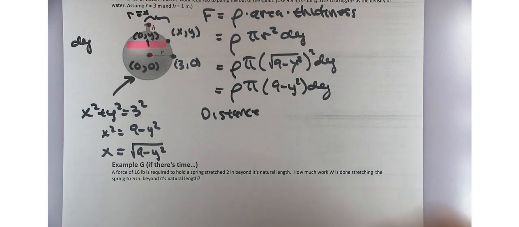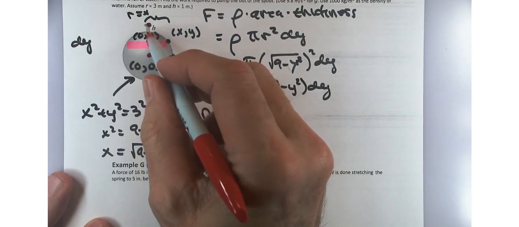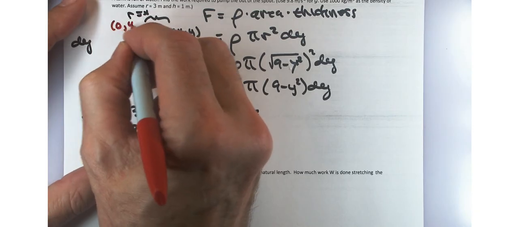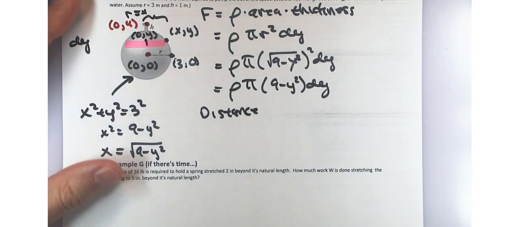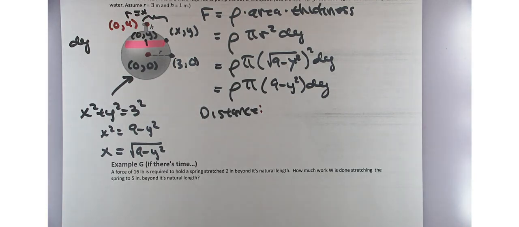Remember, you're starting out here. You move up 3 to get to the edge of the sphere. You move up another 1. So now your point is 0 and 4. Let's figure out the distance that this thing moves. Write down an expression for the distance and check with your neighbor real quick. See if you agree.